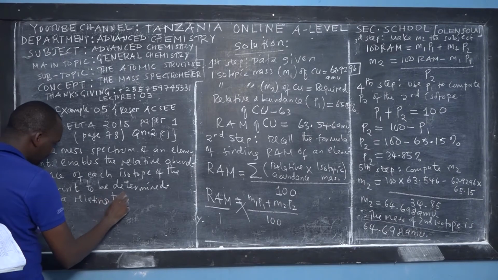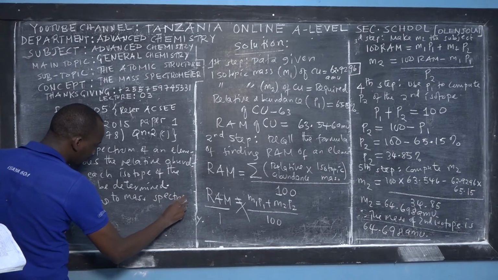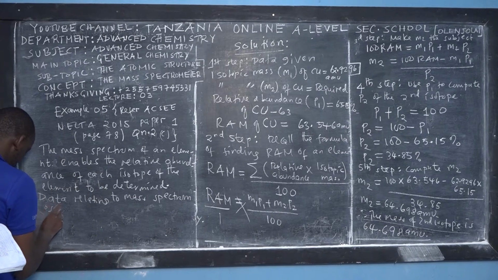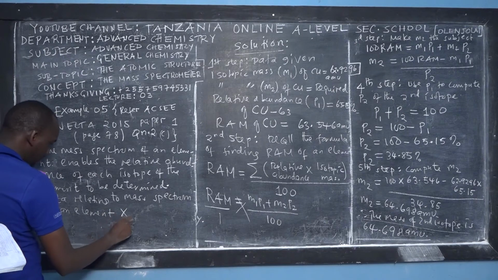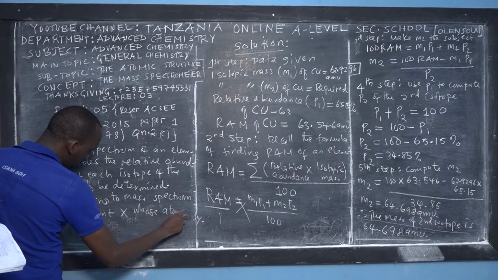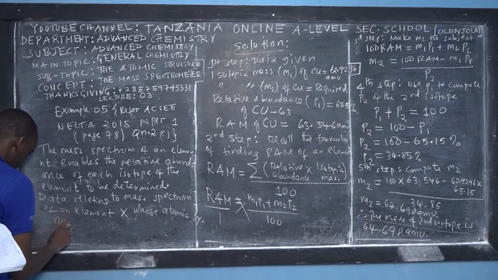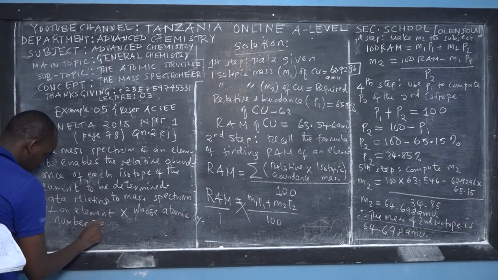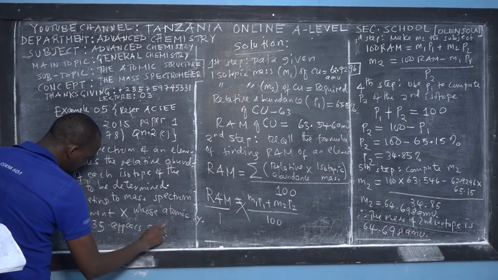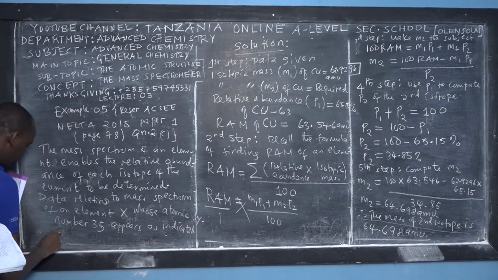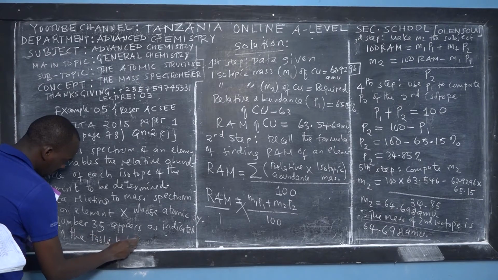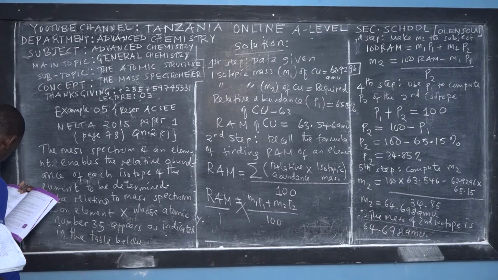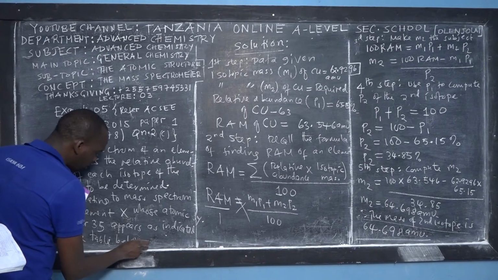Data relating to mass spectrum of an element X whose atomic number is 35 appear as indicated in the table below. Study the data and answer the following questions.